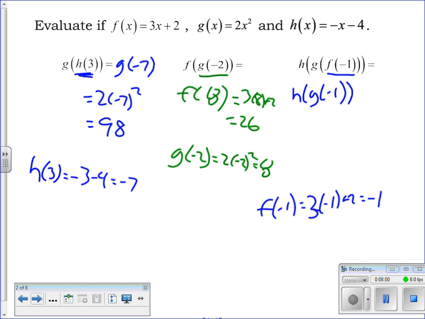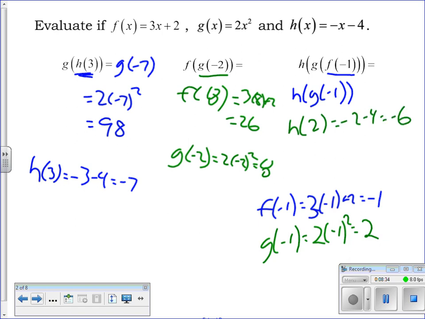Now I need to figure out what g of negative 1 is. Okay, g of negative 1. That's 2 times negative 1 squared, which is 2. That's nice and easy. So if I'm finding h of g of f of negative 1, that really means I'm finding h of g of negative 1, because f of negative 1 is negative 1, which means I'm really finding h of 2. So that's negative 2 minus 4, which is negative 6. Okay.